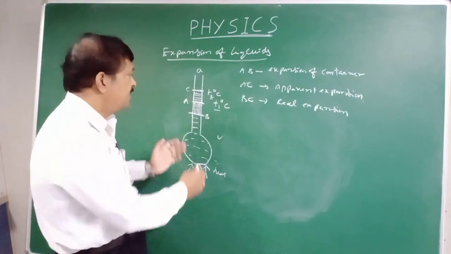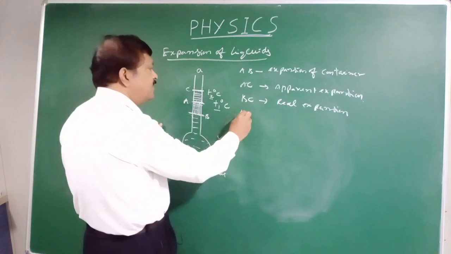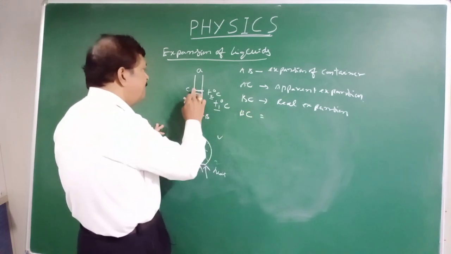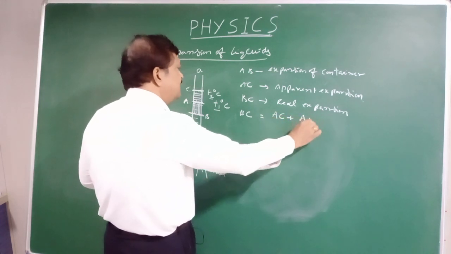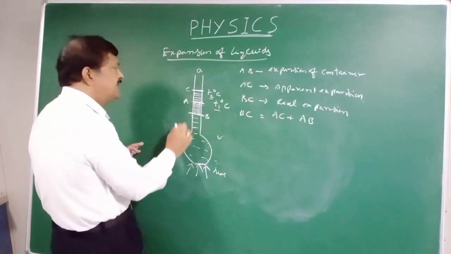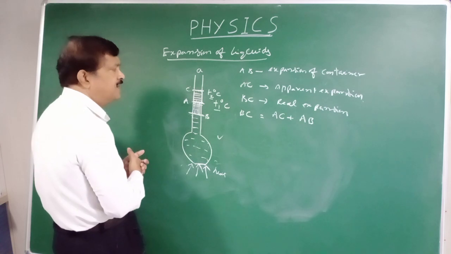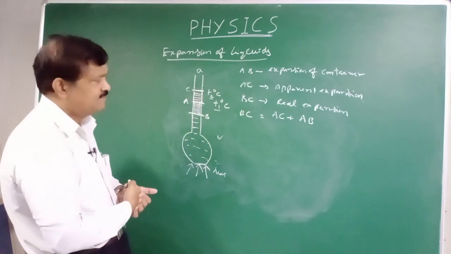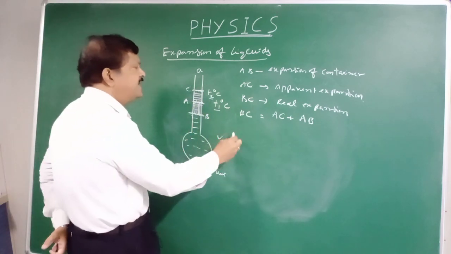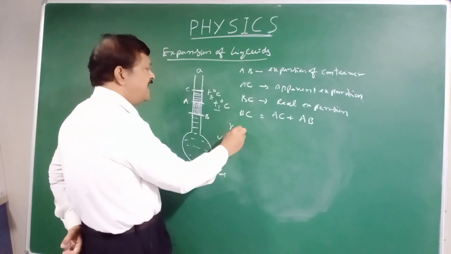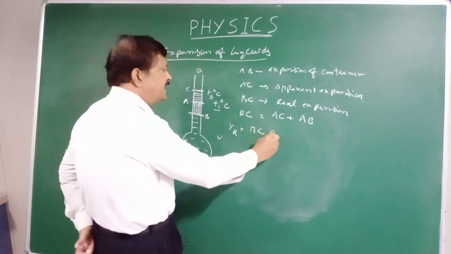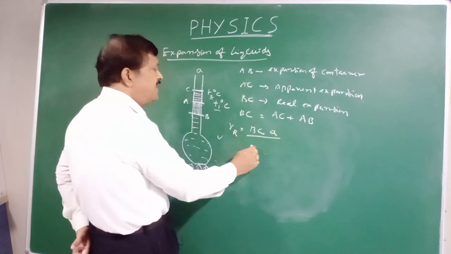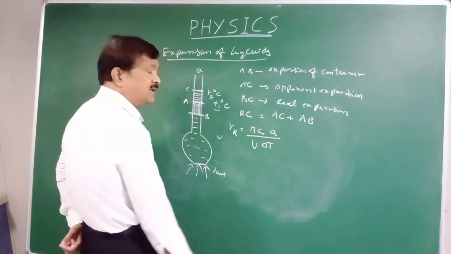Very clearly from the diagram, we can write that BC is equal to AC plus AB. Then how do we get the value of BC? Previously we defined the coefficient of real expansion in terms of the real change in the volume. So it is BC multiplied by the area of cross section, divided by the initial volume into delta T.